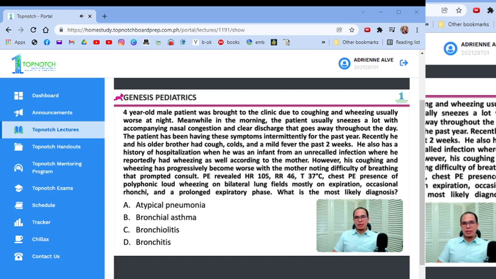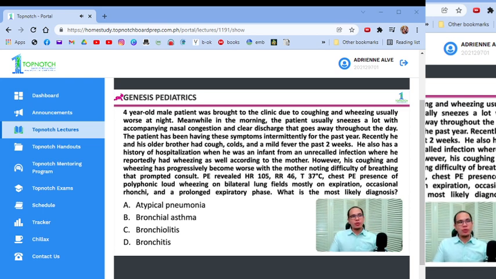na to, because again, this is like a crash course for the board exams for those who are taking the clerkship and internship. So these are very common cases that you will see during your rotation in pediatrics, and hopefully you will be able to diagnose them, and at your level, at least request for the diagnostic tests needed and management. Okay, so you have a 4-year-old male who was brought into the clinic due to coughing and wheezing, usually worse at night. So very important yan.